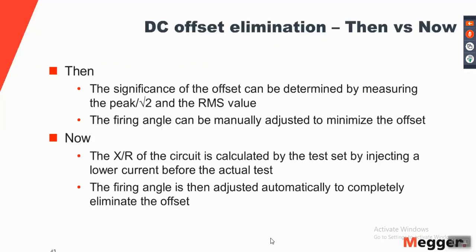In the test sets which use modern technology, the X by R ratio of the circuit is calculated by the test set by injecting a low current initially. So from that X by R, the test set determines the firing angle that is required to eliminate the offset completely, and that's how the newer technology deals with this problem.